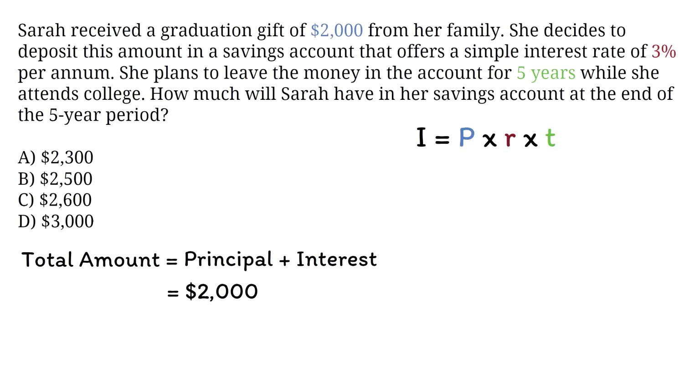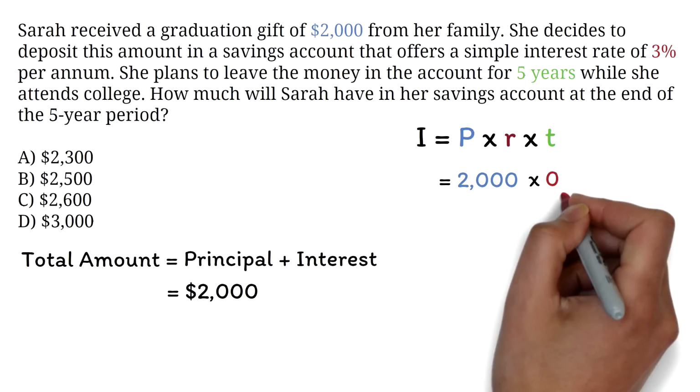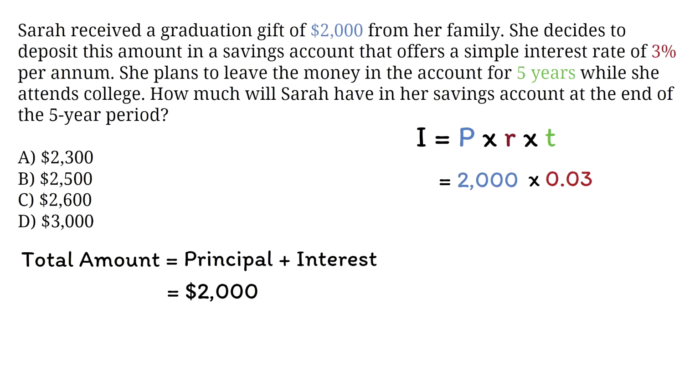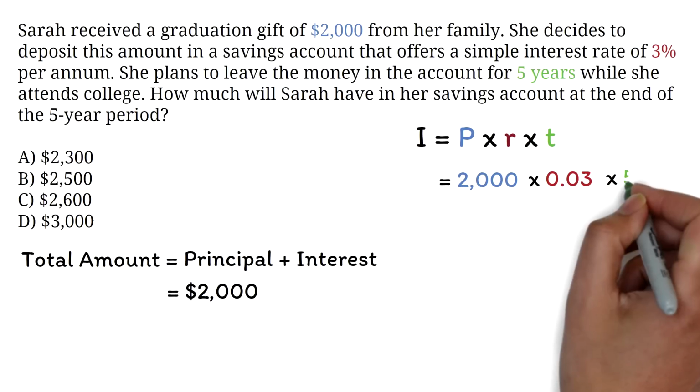Here, the principal, which is the amount she received and deposited, is $2,000. The rate is 3%. We convert it to the decimal form. 3% is 3 over 100. This is the same as 0.03. The time is 5 years, so we have times 5.